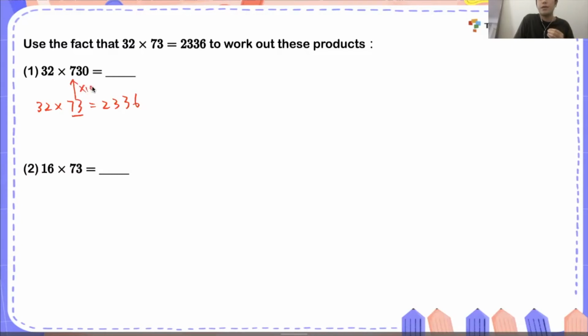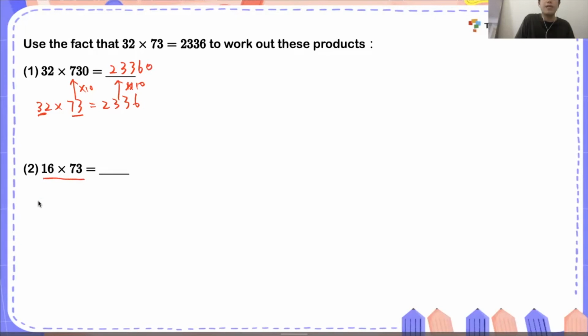Okay, how does this multiplier change? Times 10, right? And this multiplier, we just keep the same. So that means we just need to times 10 on the product. So that is 23,360, right?